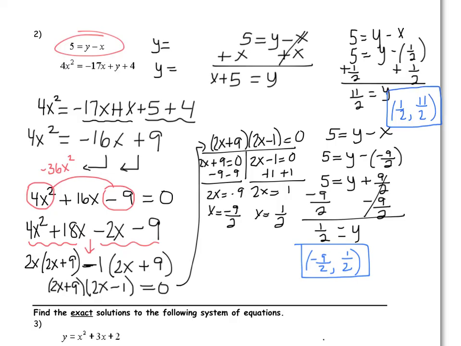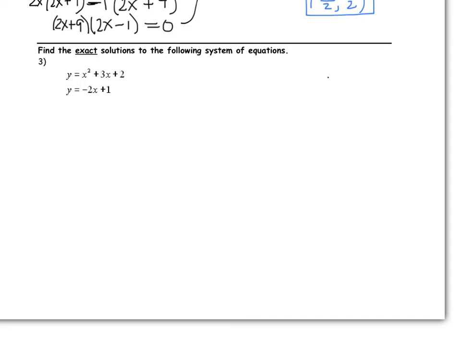Okay, let's just try the last example. I'm not going to do the whole thing because I feel like this video is getting a little long. So the question says, find the exact solutions to the following systems of equations. You may not know what that means, exact, but I'm going to show you in a minute. So first, let's look at this. We've got y equals this, y equals this. Easy for us. Let's set them equal.